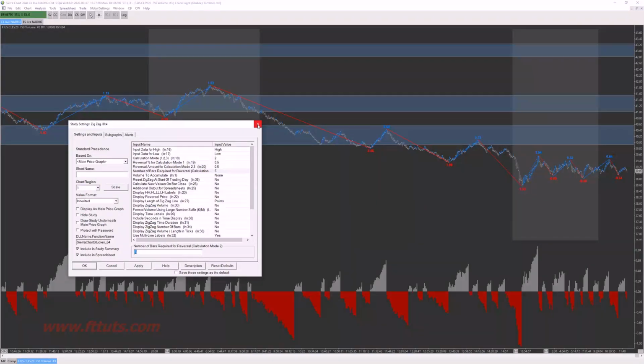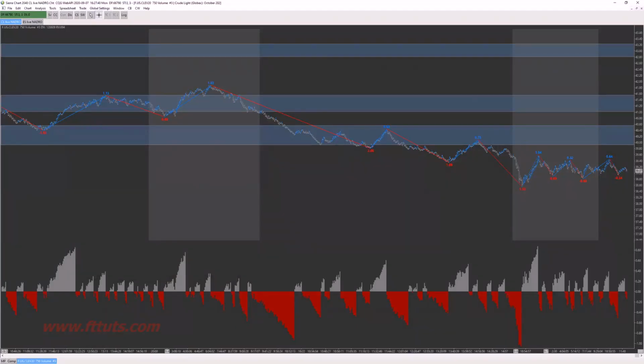A 5-bar reversal is quite simply, for a high, the high of this bar is higher than the highs of the 2 bars that preceded it and the 2 bars that follow it. They don't have to be lower. It could be like that, but they're both lower. All 4 of those bars are lower. The highs of those bars are lower than the high of the middle bar. That creates a top that it's going to leave.